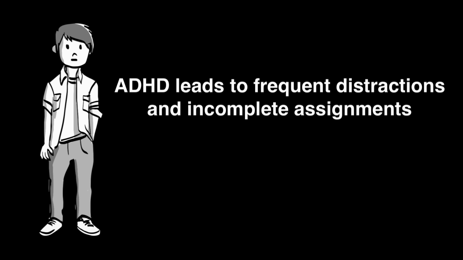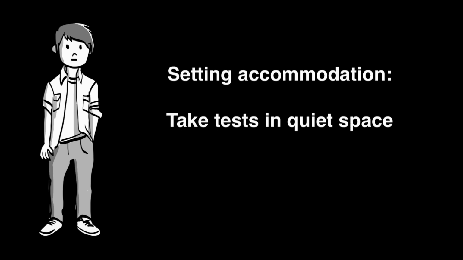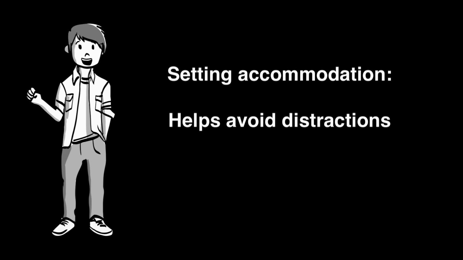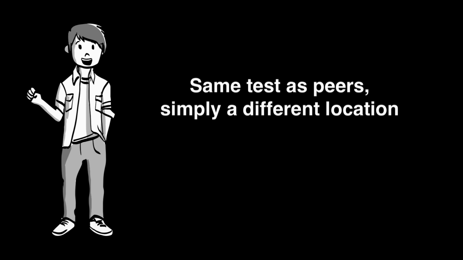Here's an example of how accommodations can help a student with a disability. This student has ADHD and gets distracted by things he sees and hears in the classroom. As a result, he often has incomplete assignments and does not finish tests. A setting accommodation that helps him work around these issues allows him to take tests in a quiet, alternative location. This helps him avoid seeing or hearing potential distractions like other students, ambient noise, or other anxiety-producing or attention-consuming stimuli. He takes the same test as his peers, he just takes it in a different location.